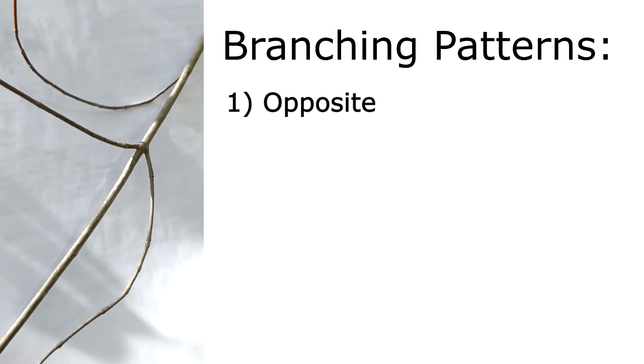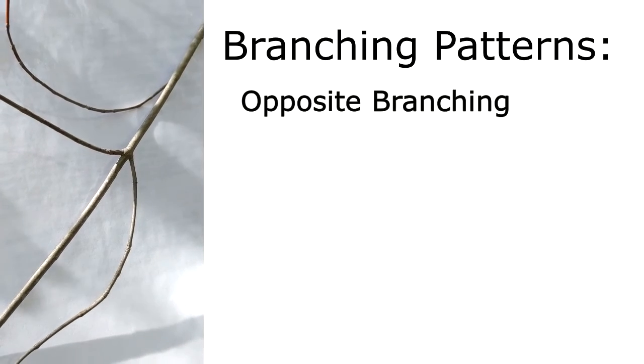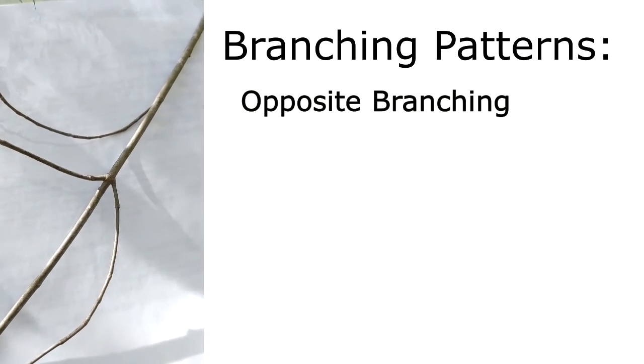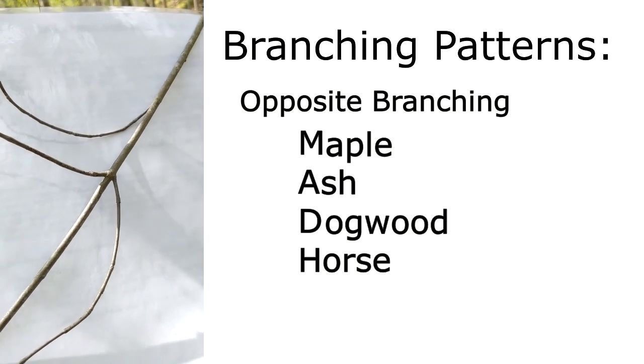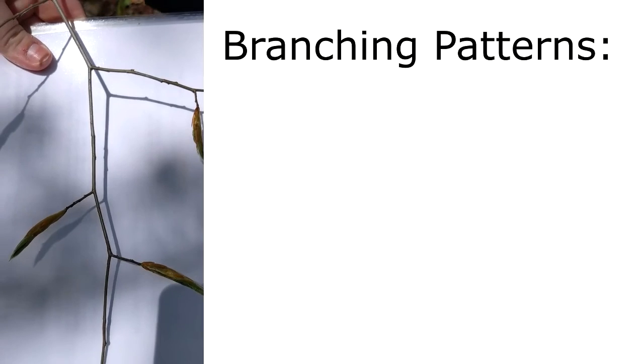This is going to tell us that it's one of a few trees. We can remember the names of these trees by using the acronym MAD HORSE. That stands for maple, ash, dogwood, or horse chestnut. These are all trees with opposite branching.